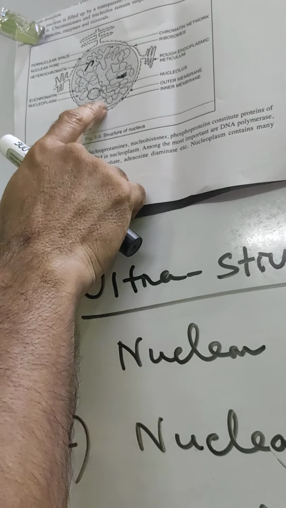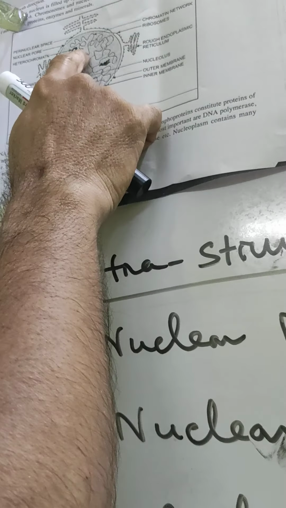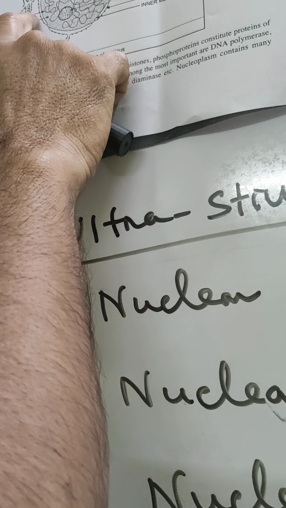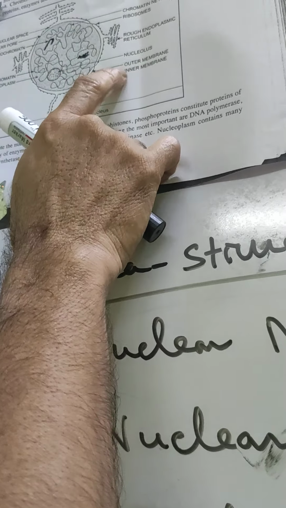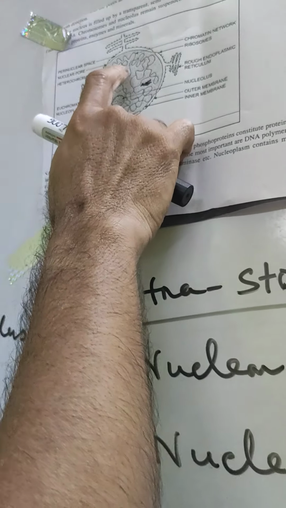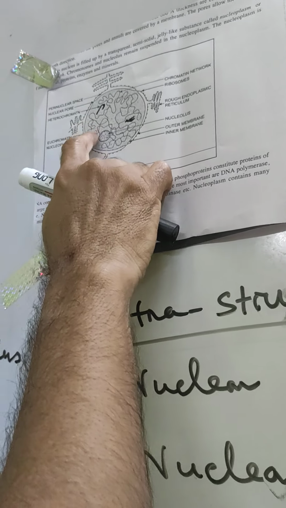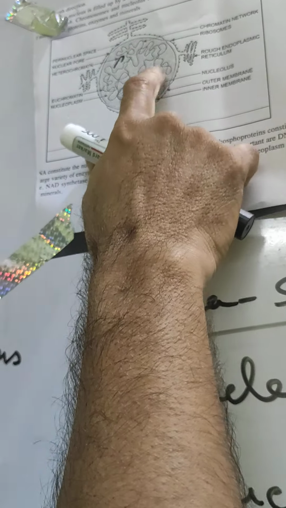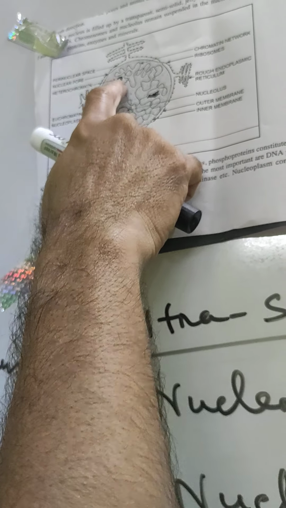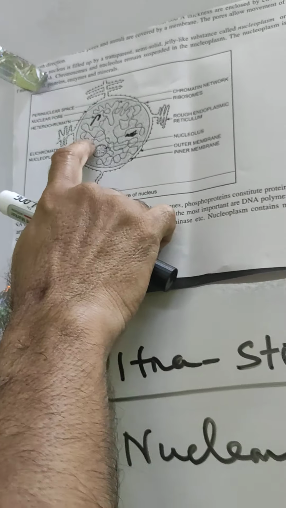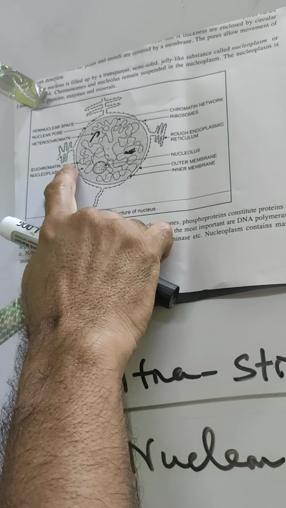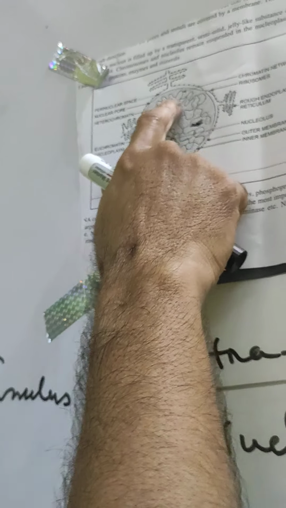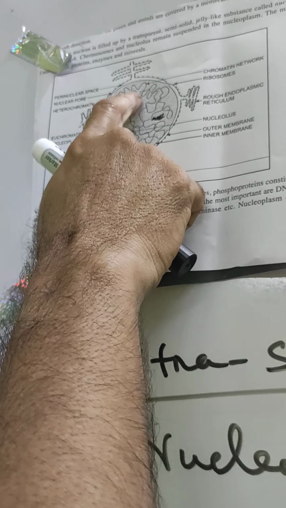Chromatin reticulum: you can see in your diagram, two types of chromatin reticulum are there. One is called euchromatin, another one is called heterochromatin. Euchromatin means less coiled. Heterochromatin, can you see the black dark portion? These are called heterochromatin. If we go through the differentiation of euchromatin and heterochromatin, we can say euchromatin is less coiled and less condensed. Heterochromatin is more condensed and more coiled.